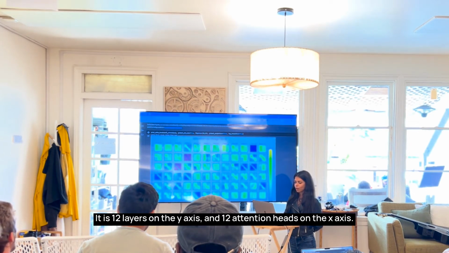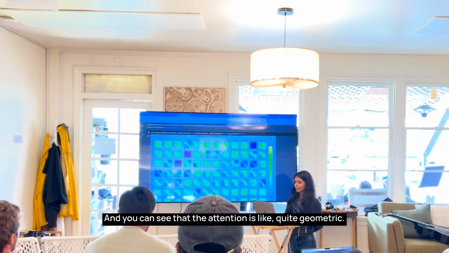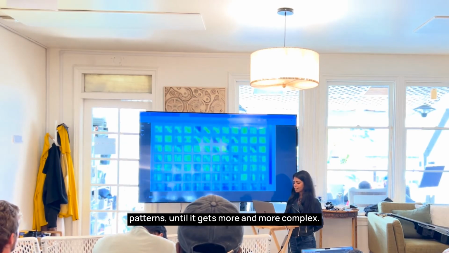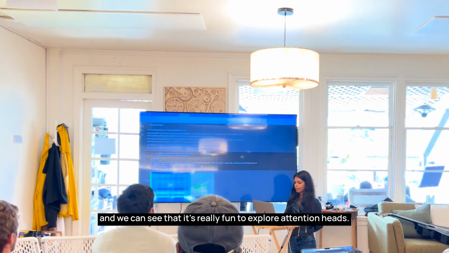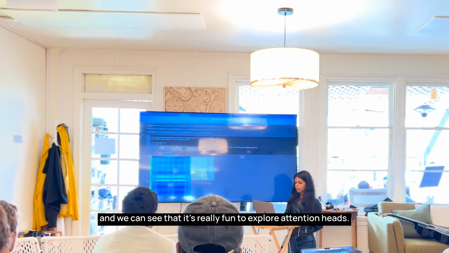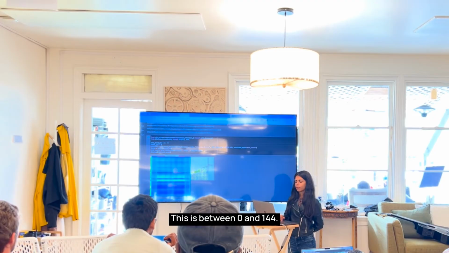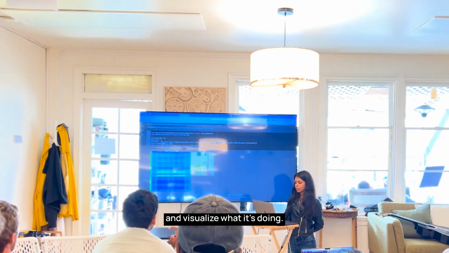It is 12 layers on the y-axis and 12 attention heads on the x-axis. And you can see that the attention is quite geometric and picking up on these pretty geometric patterns until it gets more and more complex. It's really fun to explore attention heads. We can specify the attention head index, between 0 and 144, and visualize what it's doing.